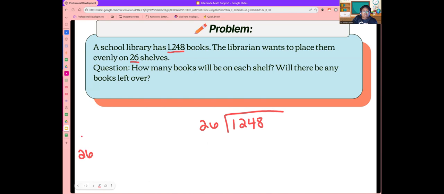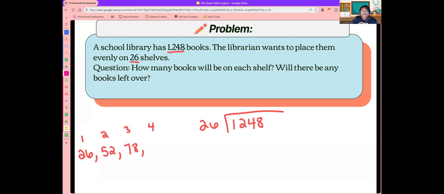26 times 1 is 26. And if we do times 2, that will be 52. If we do times 3, well, that's going to be 26 plus 52, which will be 78. Times 4, now we're doing 78 plus 26. We'll just repeat adding because usually we don't memorize up to this number.